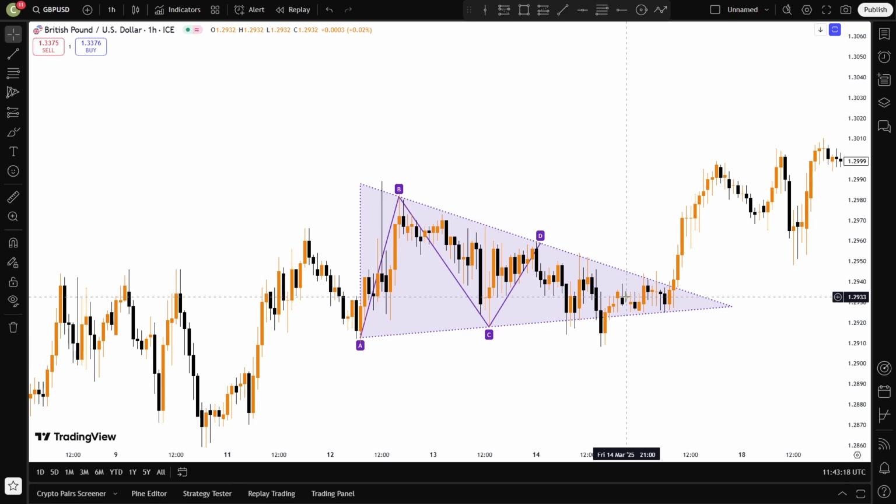Now the example in this scenario is the descending triangle. As you can see, we have close to a flat bottom here, and then we have a line all the way from the top heading to the bottom at the right side.